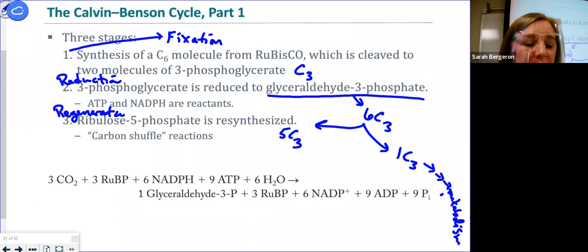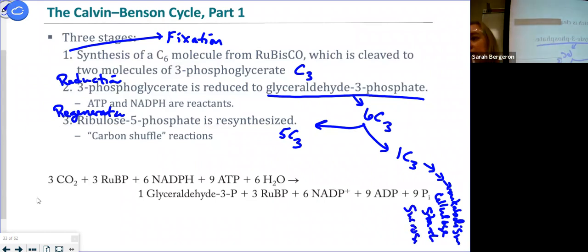Right, cellulose, starch, what else? Sucrose. Yeah.